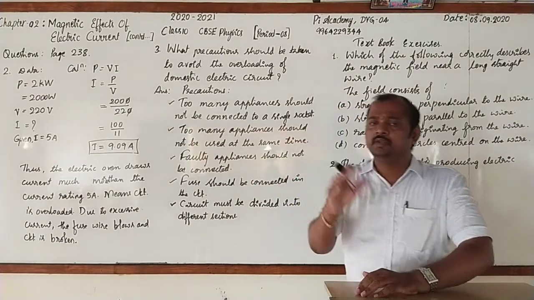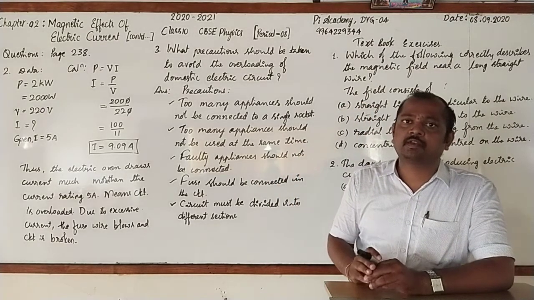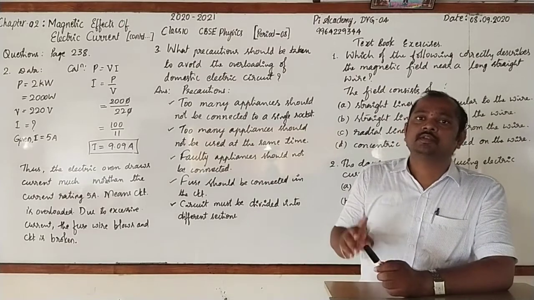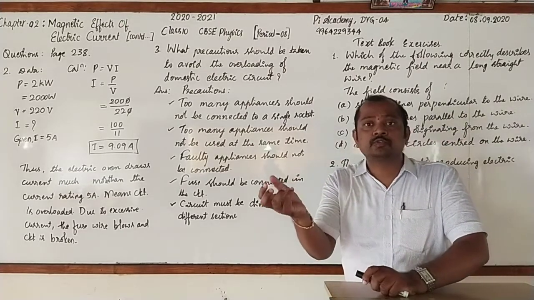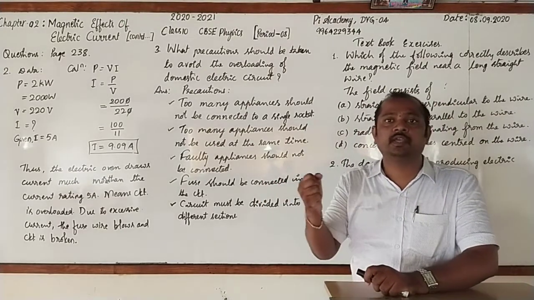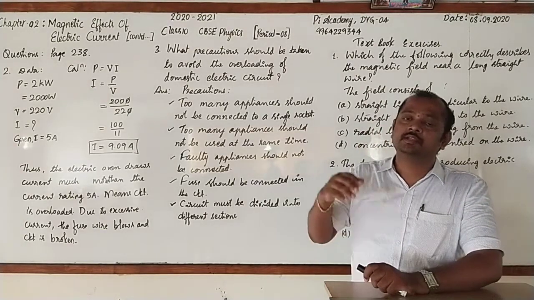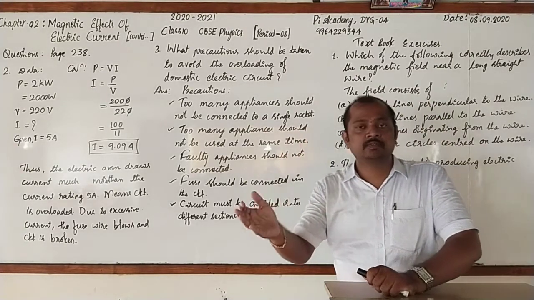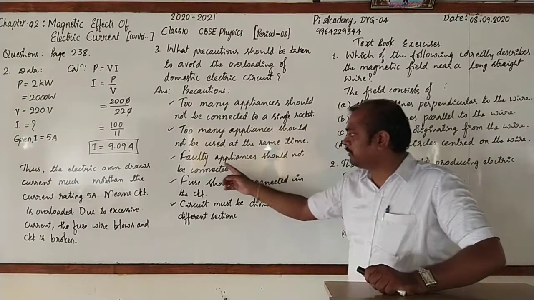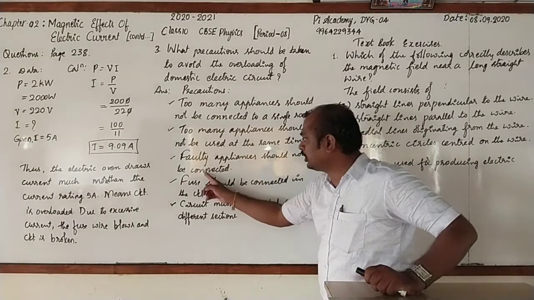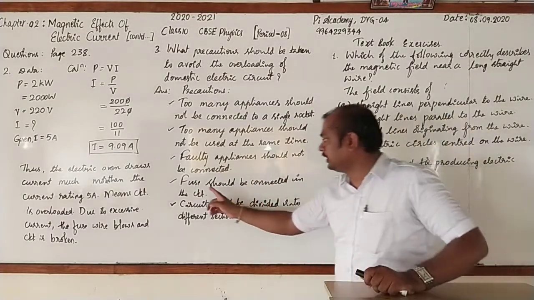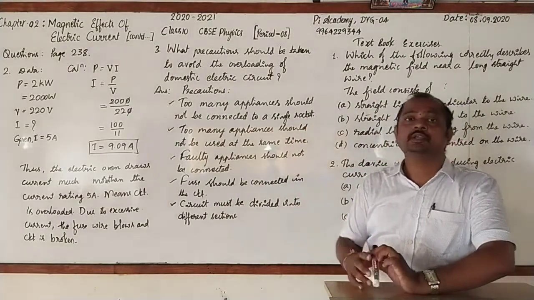If the appliances are not good, then such appliances will use more current for their functioning. In such a case also, the circuit gets overloaded. So that should be avoided. Faulty appliances should not be connected. Then a fuse should be connected in the circuit.